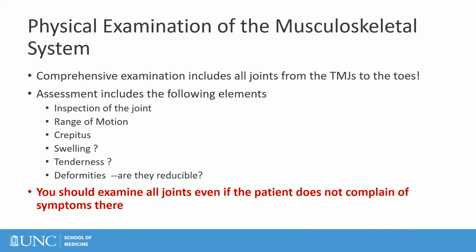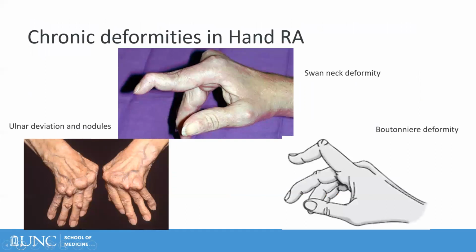The patient's complaining of hip pain, yes, you should obviously evaluate the hip, but you'd be surprised what you'll find at the other joints that might help you in making a diagnosis. So a very complete musculoskeletal examination is absolutely critical when you're evaluating your patient. So just a few examples of chronic joint deformities.